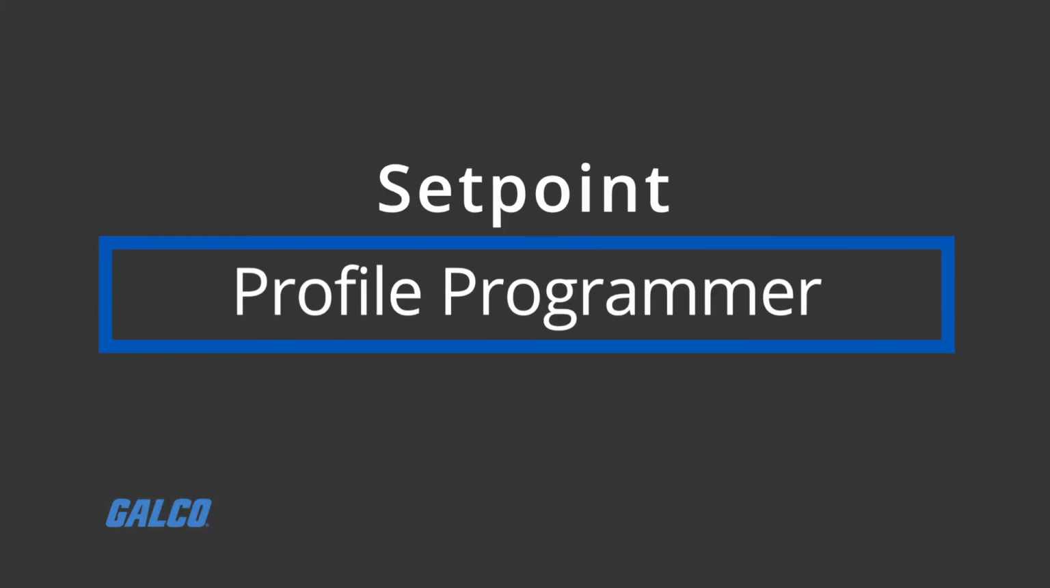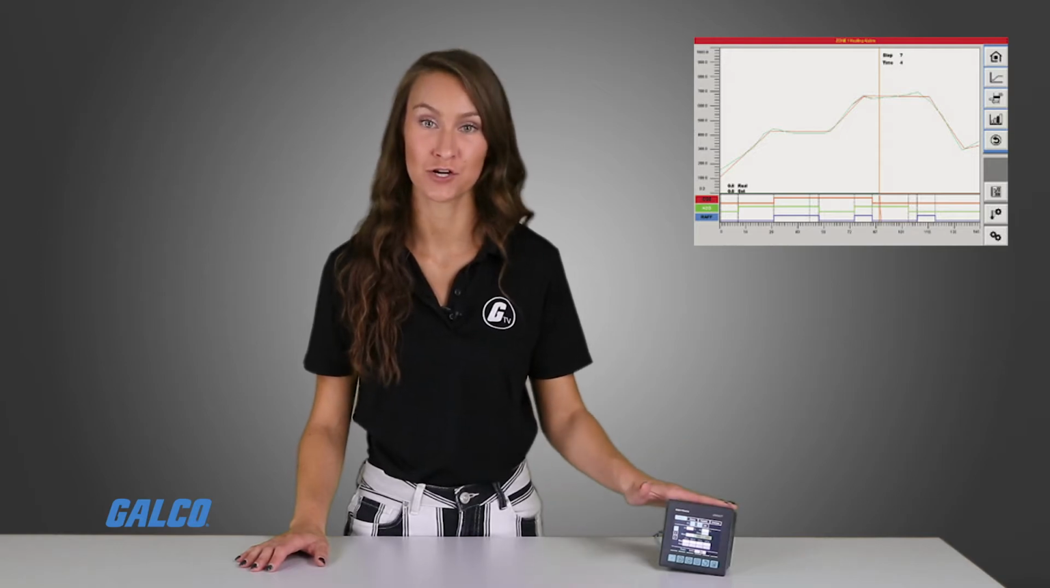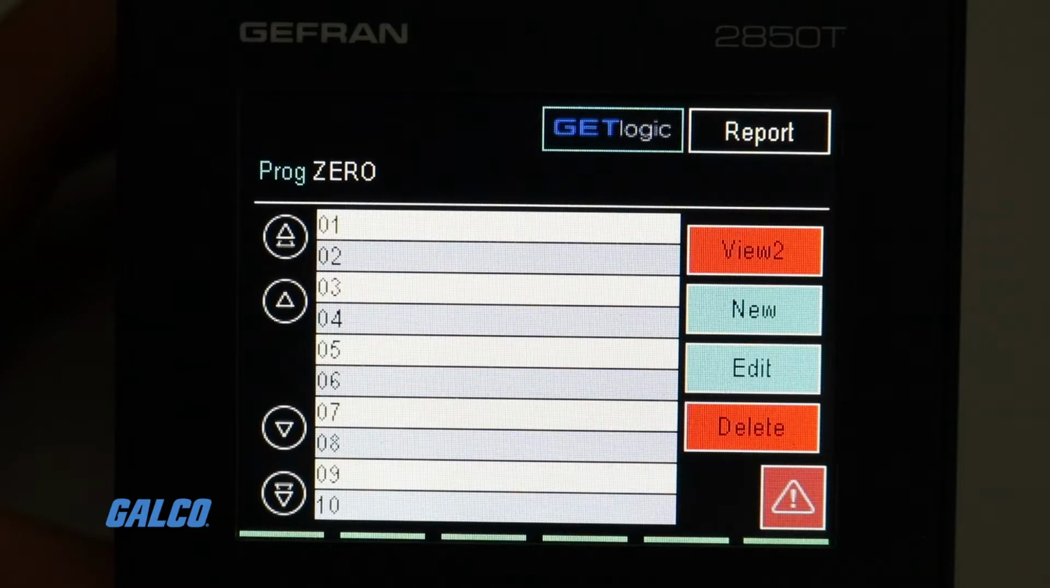The setpoint profile programmer allows you to set programs to manage heat treatment cycles. The profile is the set of segments that describe the setpoint curve. You can create up to 200 programs stored internally, each of which can contain up to 50 segments.